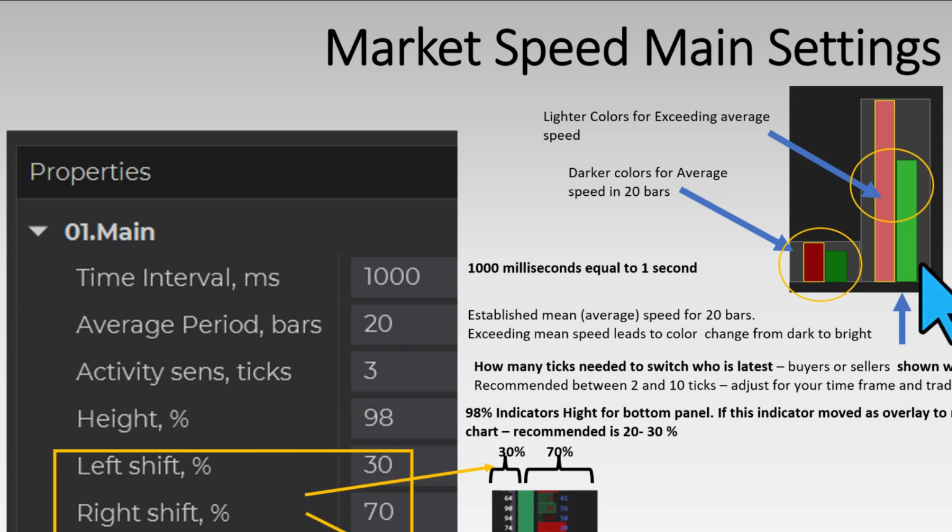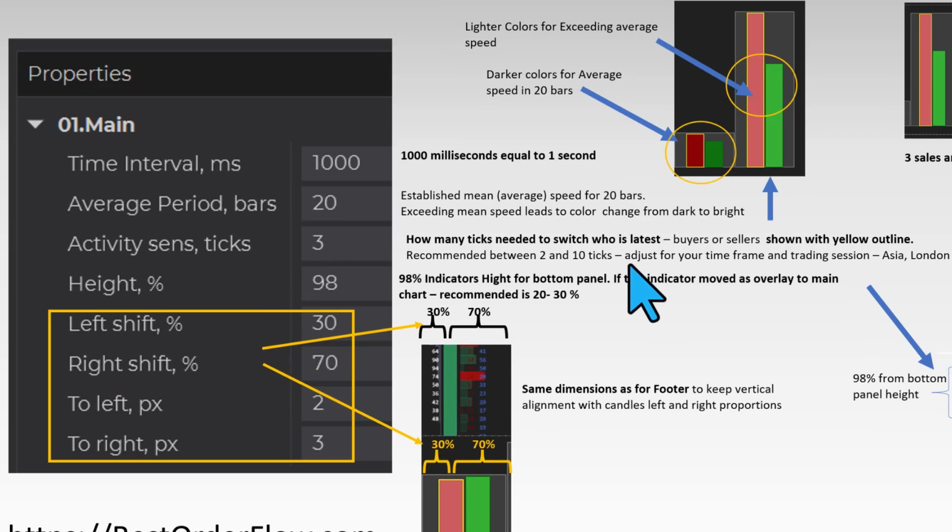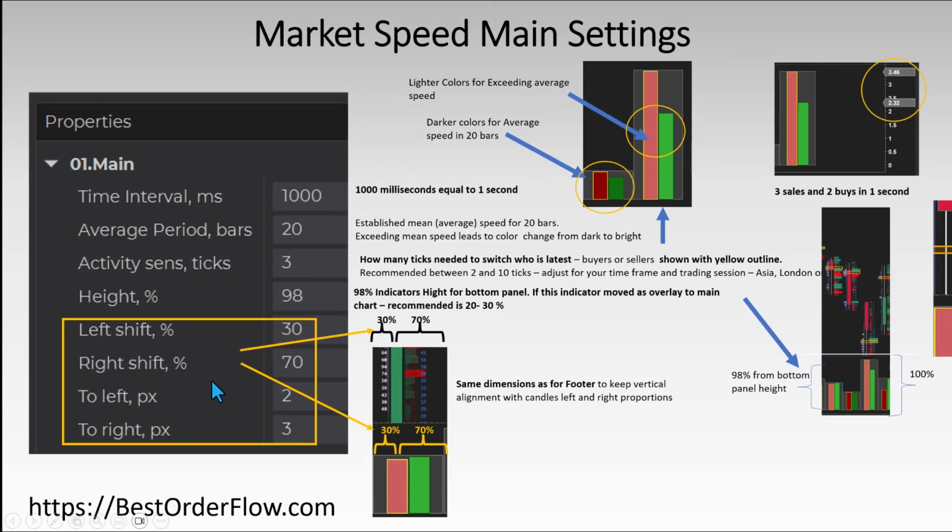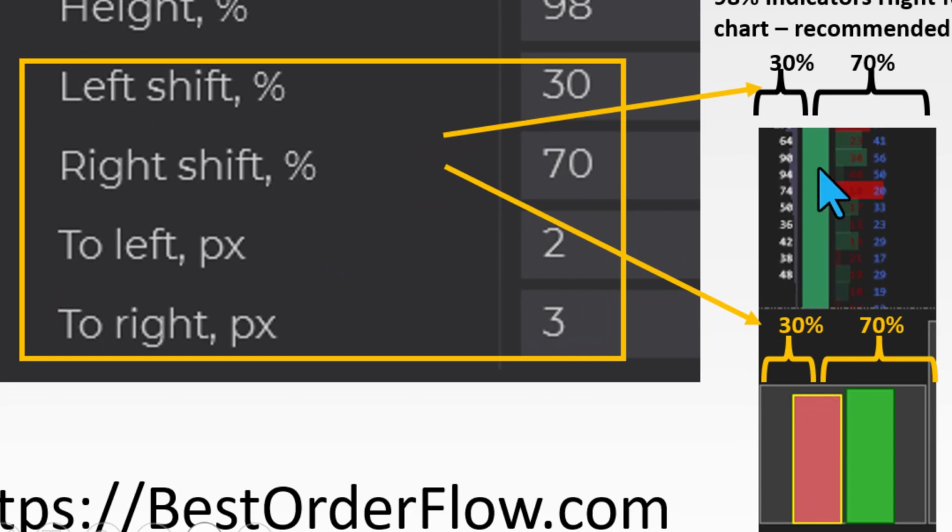Now we calculate who is the latest out of these two, because who was in the last three ticks, this number will define who is the latest inside of the bar. For the last three ticks, we see that red were last over green, the sales were last over buyers, and definitely you need to adjust the number of ticks over here depending on the time frame you're trading and the trading session: Asian session, London session, or New York session. And these parameters let us define the same sizes inside of this candle. So this candle parameter is 30% for the left column and 70% for the right column of the bar. The same is for the left side and right side, 30% and 70%.